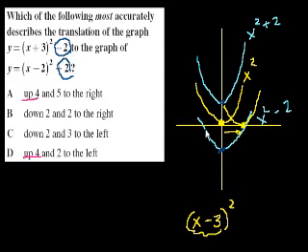X plus 3 would go in the other direction, because when x is minus 3, that's when it would equal 0. I haven't written that down. So let's think about this. We're going from x plus 3, right? So if this is x squared, x plus 3 is actually, let me do it in a different color, shifted to the left.